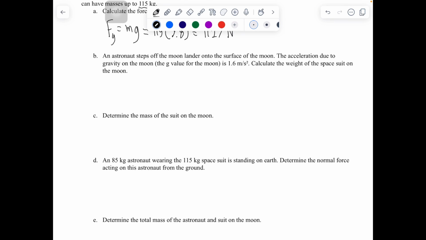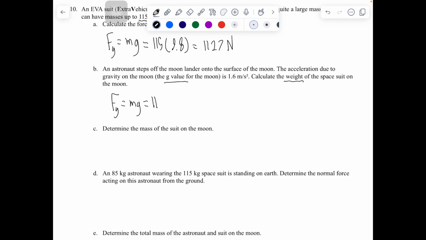Number 11. An astronaut steps off the moon lander onto the surface of the moon. Acceleration due to gravity on the moon, the g value is 1.6 meters per second squared. Calculate the weight of the spacesuit on the moon. Weight is force of gravity. We're doing m times g, and we still have the same mass, 115 kilograms. That doesn't change when you go to a different planet. What does is that g value. Acceleration due to gravity, it's now 1.6 on the moon. Plug this in, we get 184 newtons.